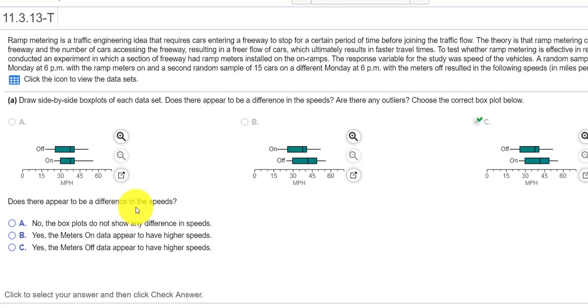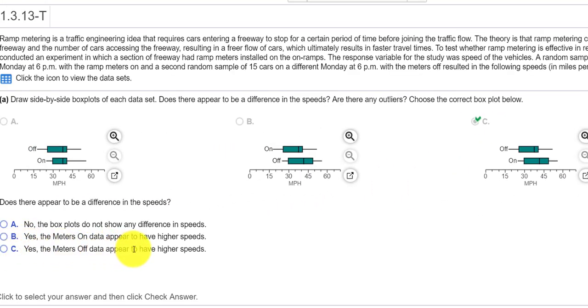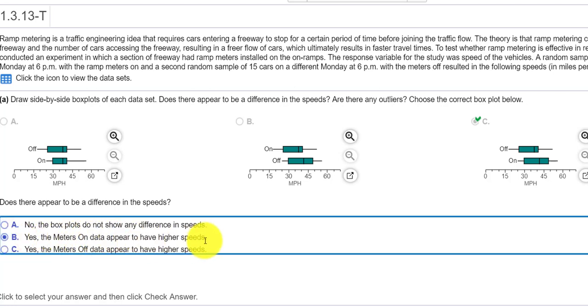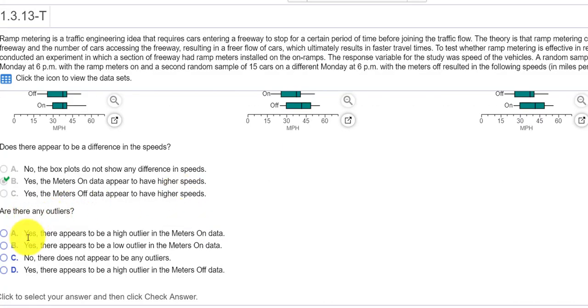It says, does there appear to be a difference in speeds? Yeah, it looks like the median speed for the on is greater than the median speed for the off. So I'll put yes. Meters with on appear to have higher speeds, right? Because this was on, and the median is this line here versus this line. You check. Good job.